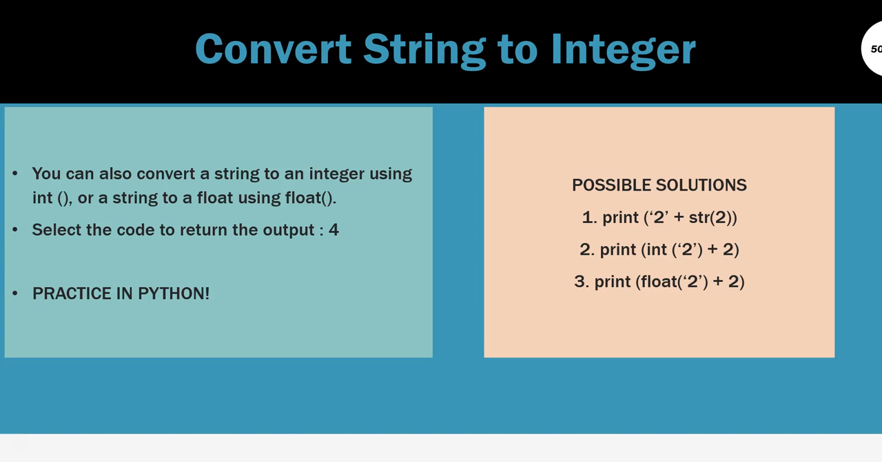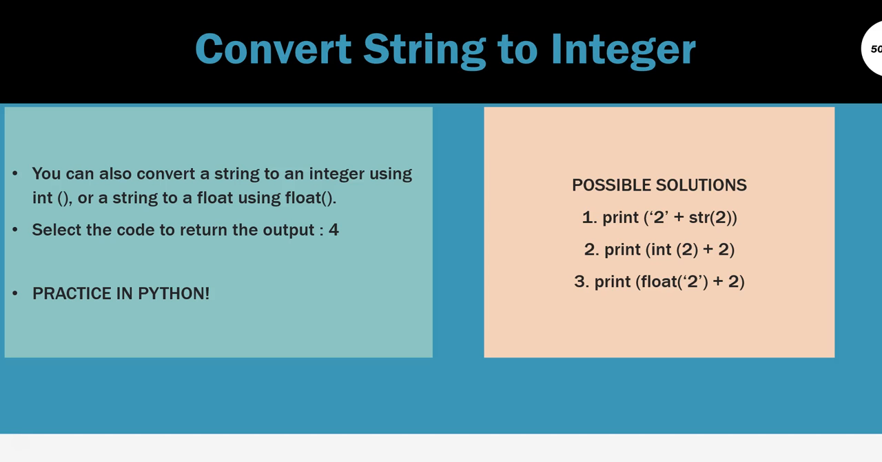You can also convert a string to an integer using int, or a string to a float using float. Let's try this and practice. We select the code to return the output 4. These are some of the possible solutions. Let's try each one of those in IDLE to see what we come out with. And let me know if either 1, 2, or 3 are the possible solutions. I give you a couple of minutes. Remember that in this problem, we were trying to get our output as 4.